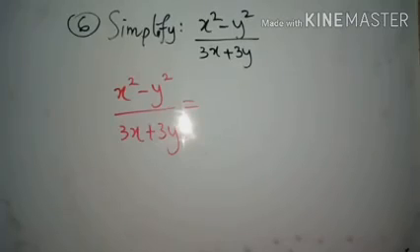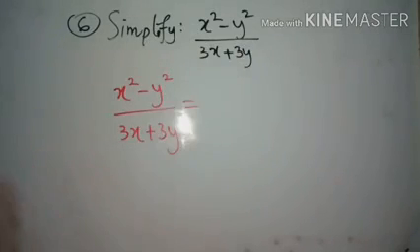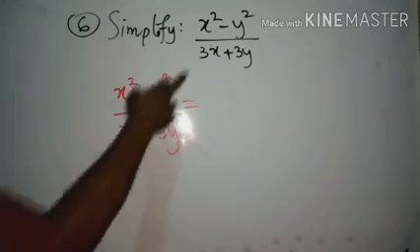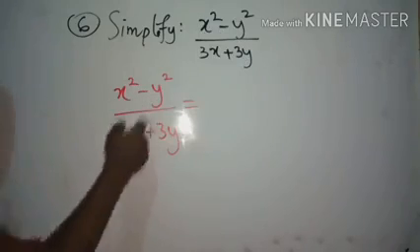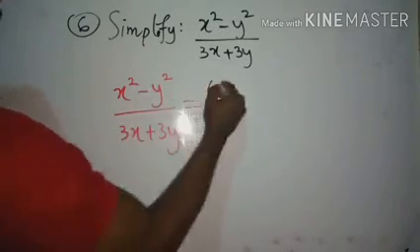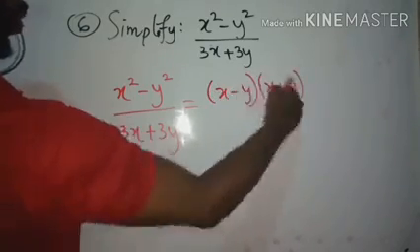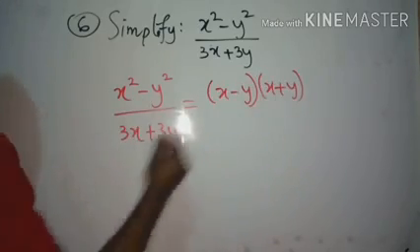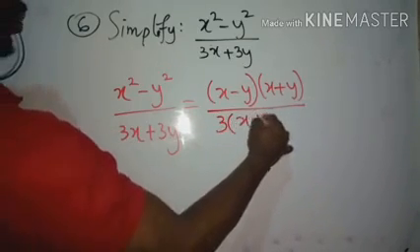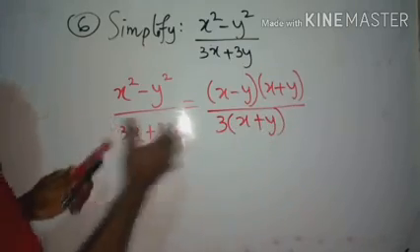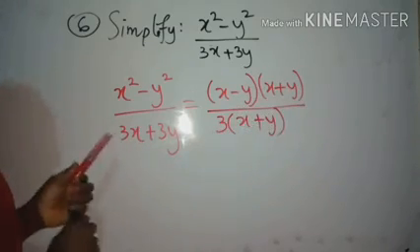Question number 6, we are asked to simplify x squared minus y squared, over 3x plus 3y. So look at this. This is difference of two squares. If you can remember how to do that, that will be x minus y and x plus y. If you open this bracket, you're going to have this one back over something common here, and that is 3. And you have x plus y.